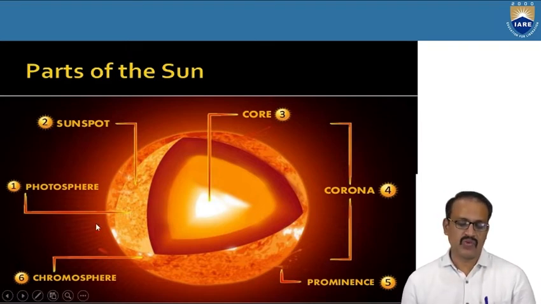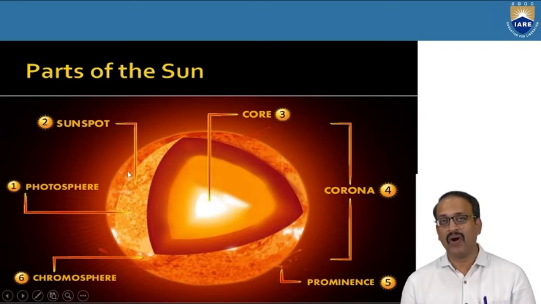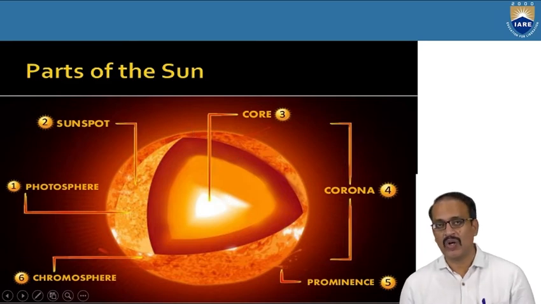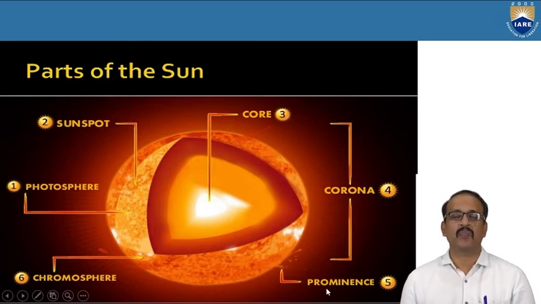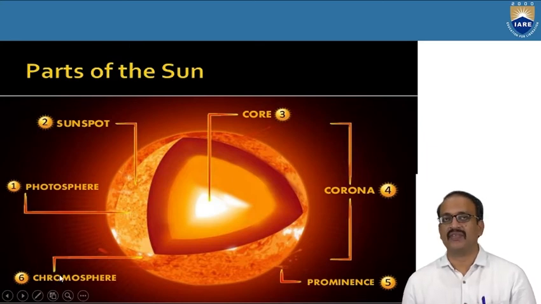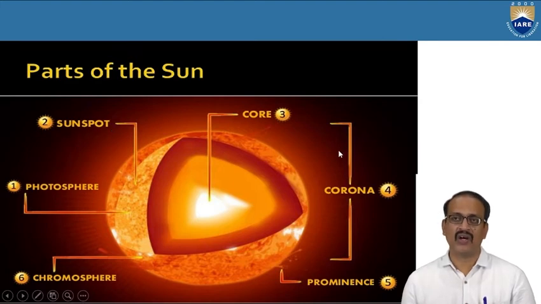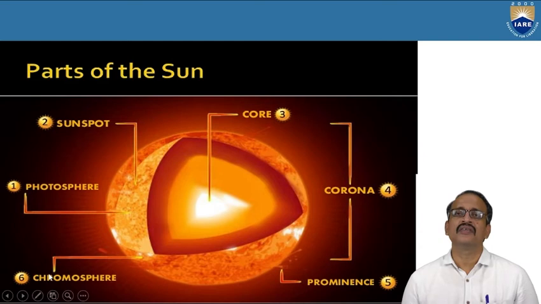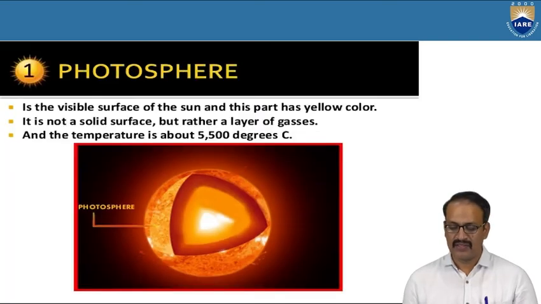So that is photosphere, sunspot, and the core, and the corona, and the prominence, and the chromosphere. What are these things? Photosphere, sunspot, core, corona, prominence, and chromosphere. What are these? We will know it in the simplest form.